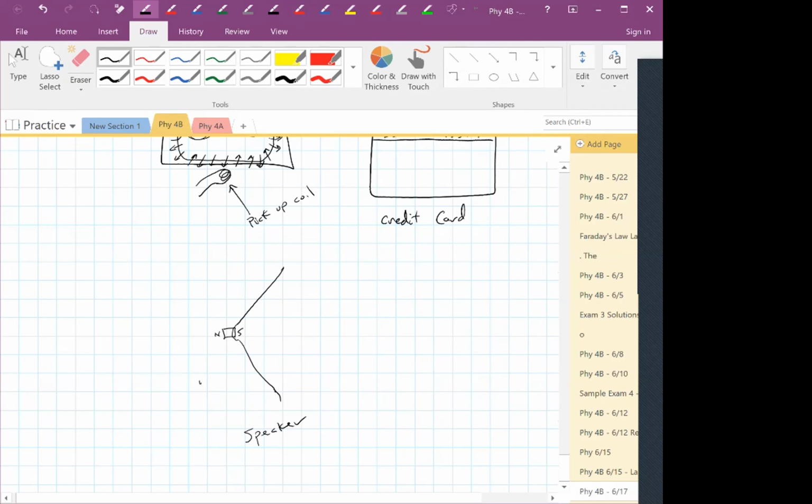And then there's a coil of wire here. So the signal goes in the coil of wire, and it drives this in and out, causes that cone to vibrate in and out, pushing on the air molecules. They push on their neighbors, they push on their neighbors. Eventually they push on your eardrum, and you perceive that as sound. So it's that cone vibrating in and out that creates the sound waves.